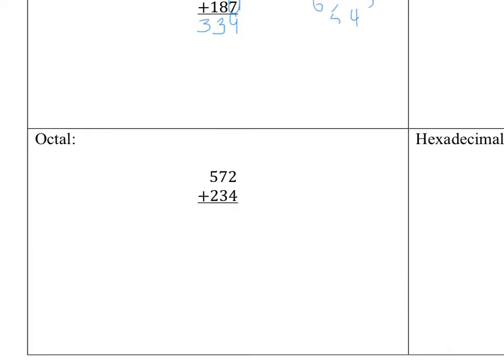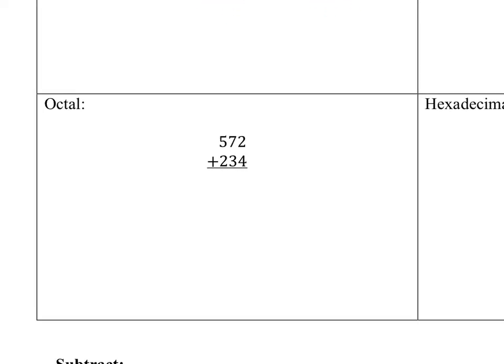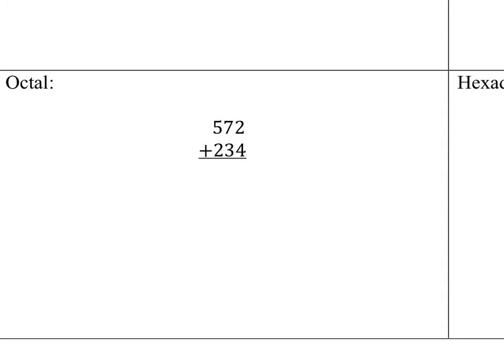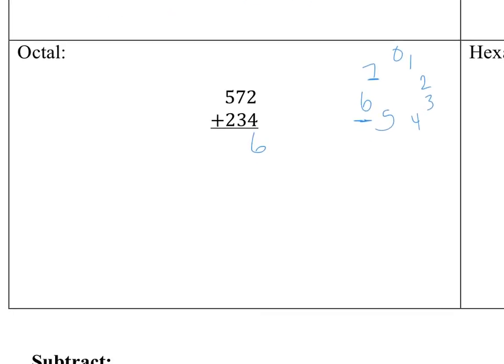So let's try it with octal. So remember, with octal, the highest you can go is 7. So the moment you go higher than 7, well, then you have to carry over. Okay, so 4 plus 2 is 6. Okay, there's a 6, so that's all right. 7 plus 3 is 10. So wait a second. What's 10? It's not 1, 0.